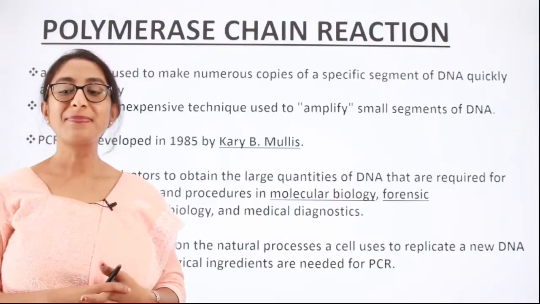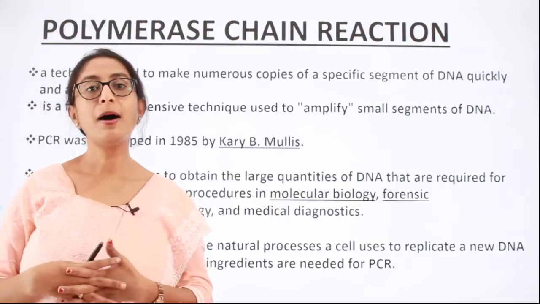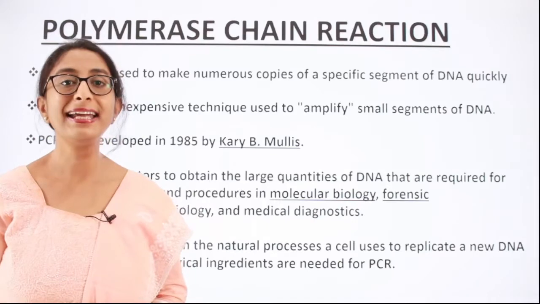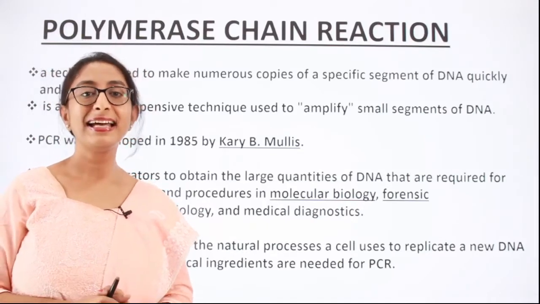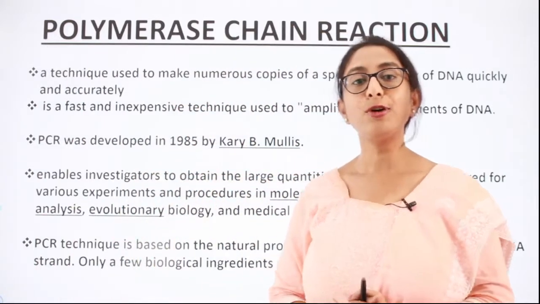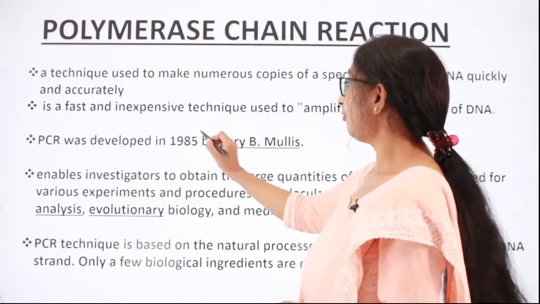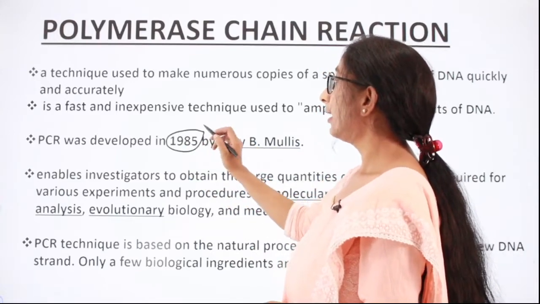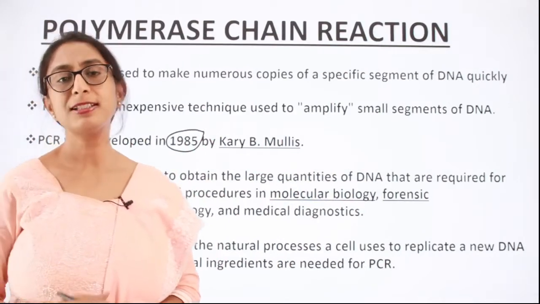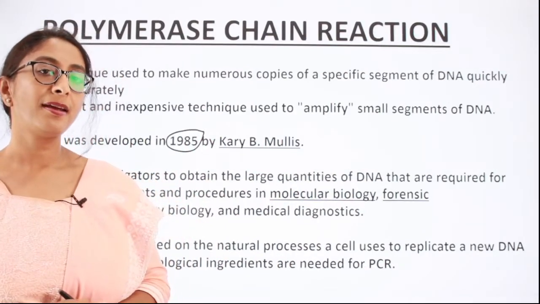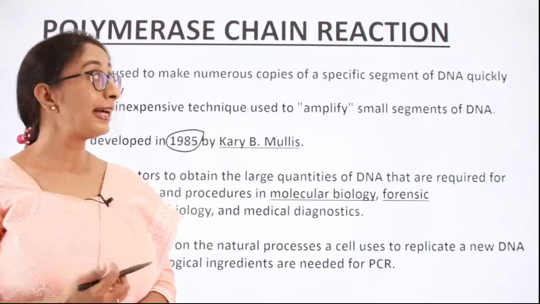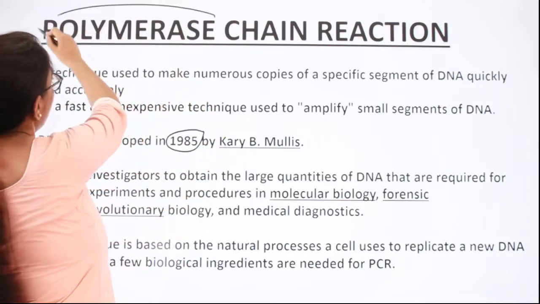Polymerase chain reaction is a technique used to make multiple copies of a specific segment of DNA very quickly as well as accurately. This technique of PCR was first developed by Kavitha in 1985. It is a very fast and inexpensive technique used to amplify small segments of DNA. The enzyme which we use here is DNA polymerase. That is why it is called polymerase.